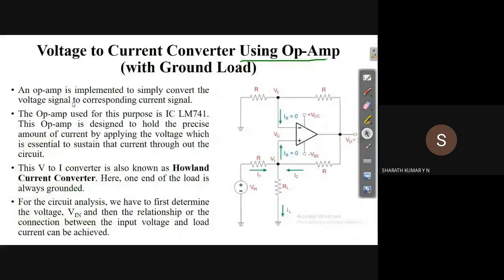So the voltage to current converter is also known as the Howland current converter, another name for the voltage to current converter. Here one end of the load is always grounded.